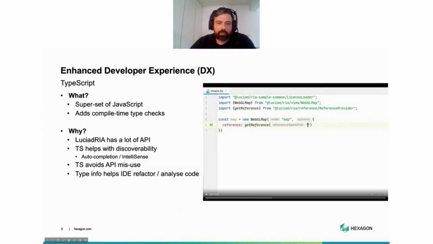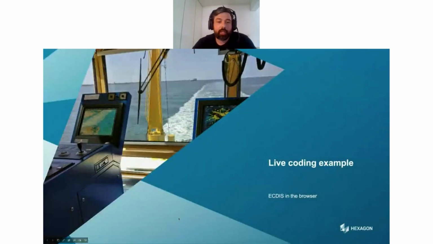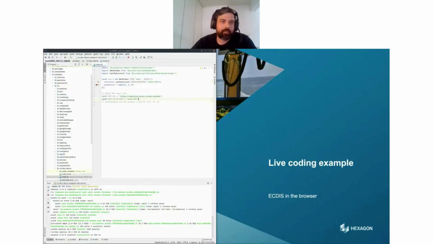So to give a taste of the LuciadRIA developer experience, I'll be giving a small live coding example. In the example, we'll be visualizing some ECDIS charts. ECDIS is a map standard that ships use for navigation. You can find these maps on consoles in the bridge of the ship, where the ship is commanded. So on the left here, you'll see an ECDIS map in the real world, and we'll be adding such a map to our web application. All right, time to get technical.